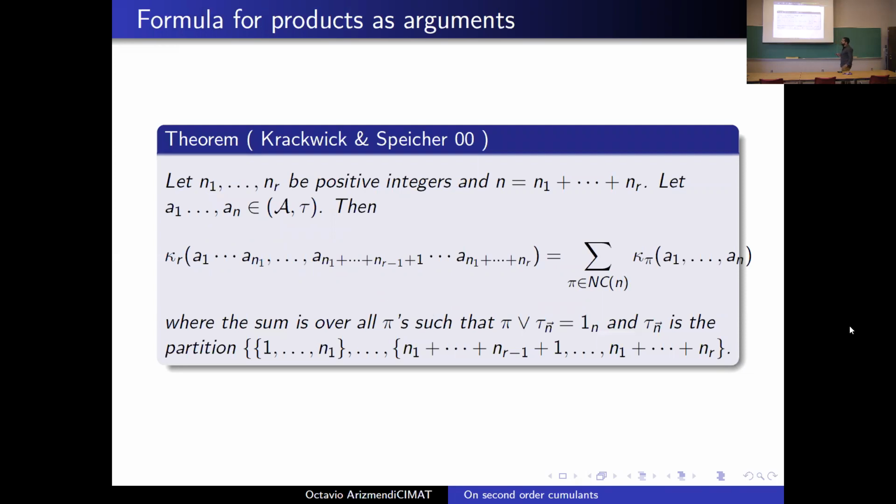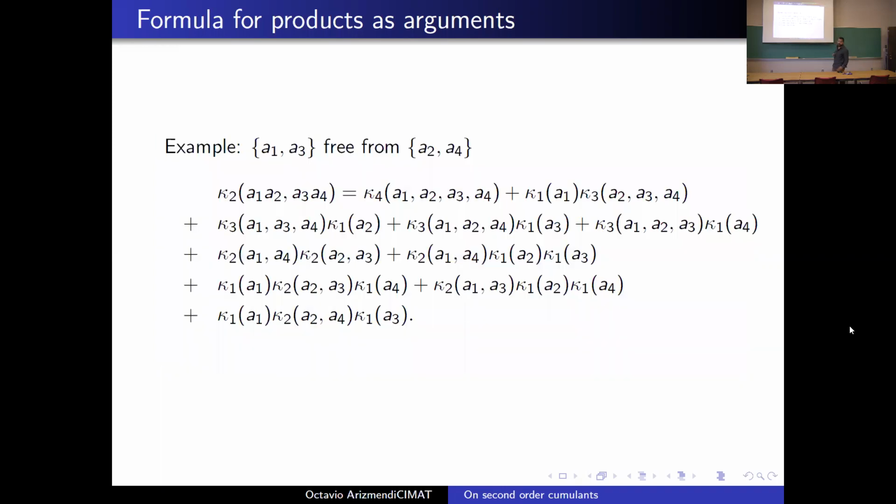One thing that I will use, and it's very useful, is suppose I have a cumulant on products. This need not be free. I can actually calculate the cumulant of the product. This is the formula for products as entries by summing over certain partitions that satisfy this relation. So let me just explain with an example. Suppose I want to calculate the second cumulant of A1 A2 and A3 A4.